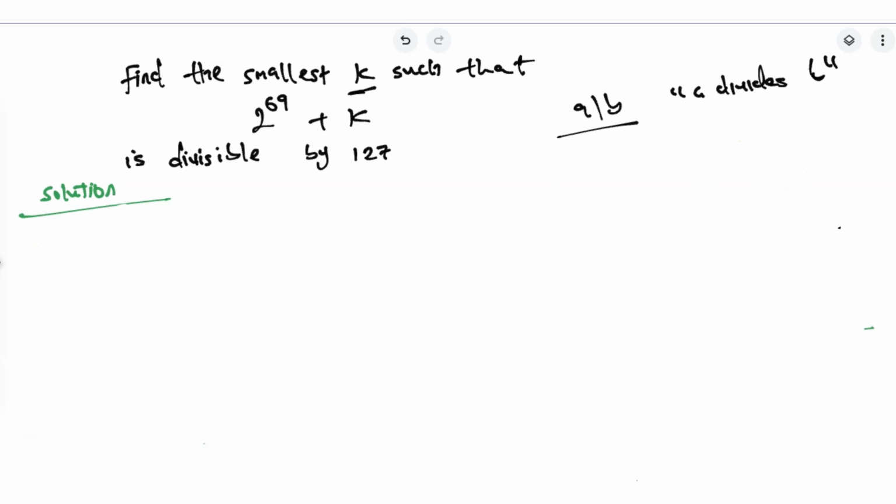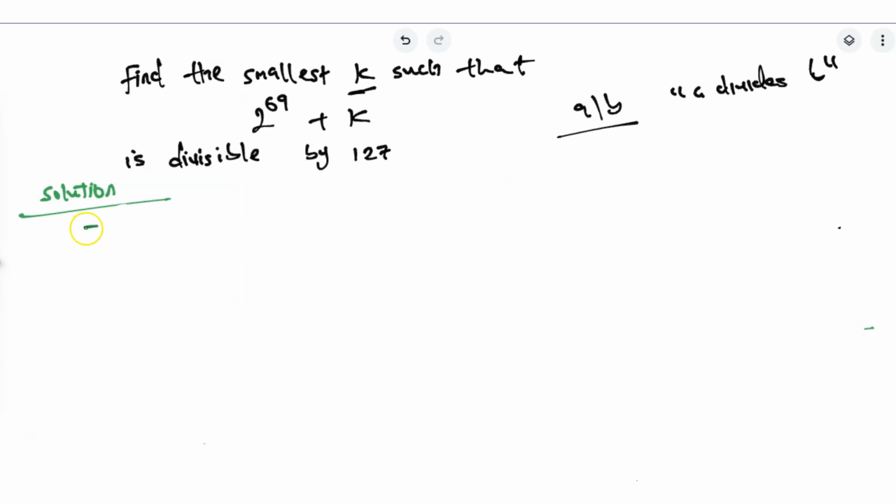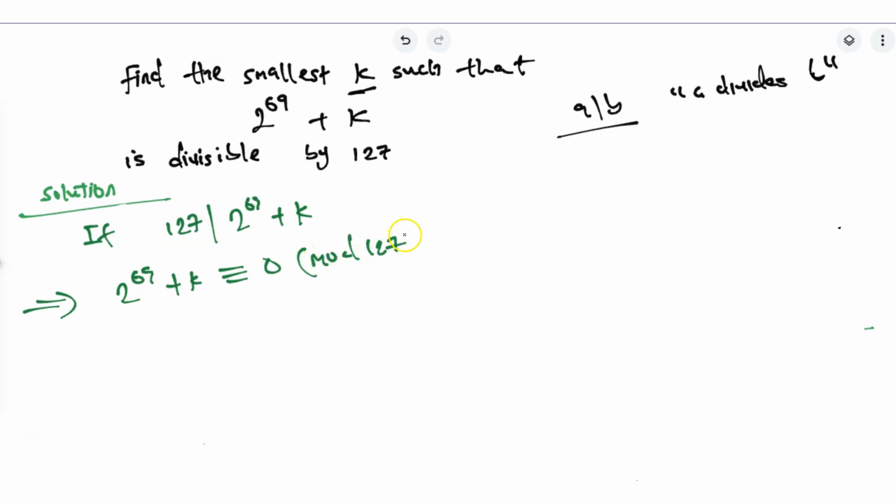To do this, we have to ask ourselves, what does it even mean to divide? If 127 divides 2 to the power of 69 plus k, this means that 2 to the power of 69 plus k is congruent to 0 modulo what? 127. That is what it means. And this is the congruence relation in number theory. So if 127 divides 2 to the power of 69 plus k, then it means that 2 to the power of 69 plus k would be congruent to 0 modulo 127.